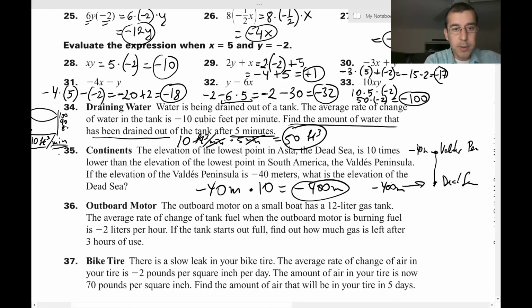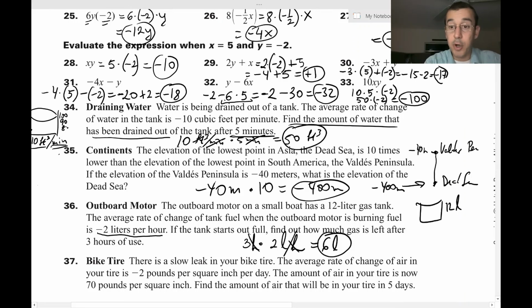Number 36, outboard motor. The outboard motor on a small boat has a 12-liter gas tank. The average rate of change of tank fuel when the outboard motor is burning fuel is minus 2 liters per hour. So we have a 12-liter tank, and it's burning fuel 2 liters per hour. If the tank starts out full, find out how much gas is left after 3 hours of use. So 3 hours of use times 2 liters per hour. Hours and hours cancel out. So 6 liters. It burned 6 liters out of the 12. So 12 liters started out full minus the 6 liters it burned.